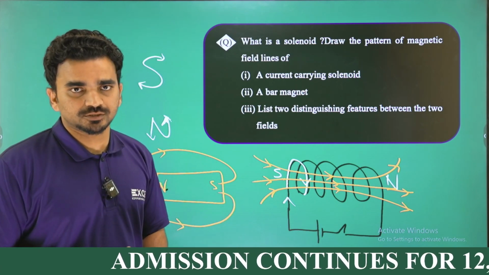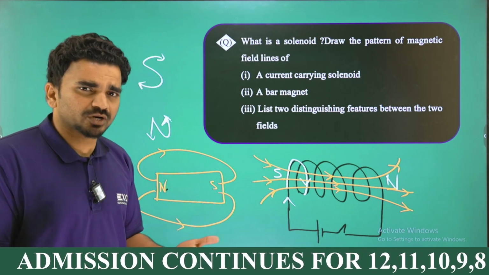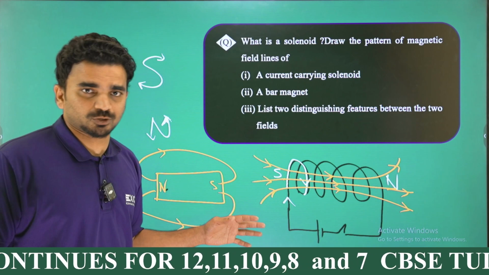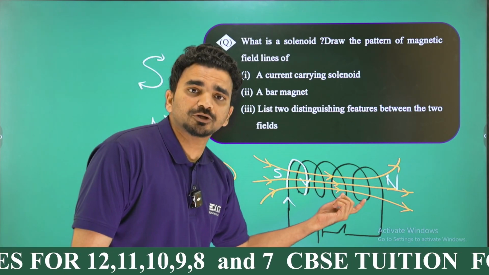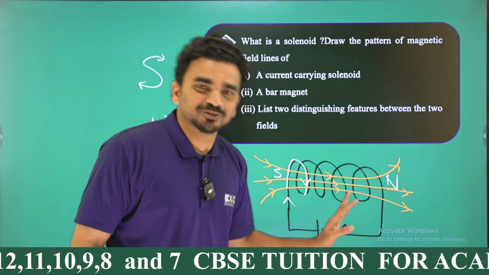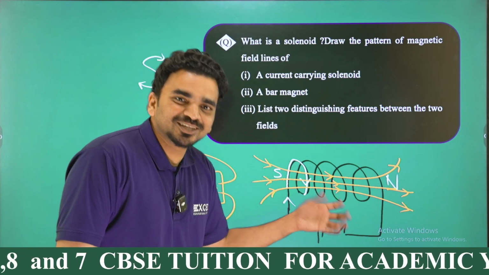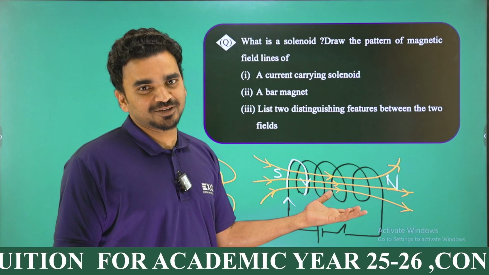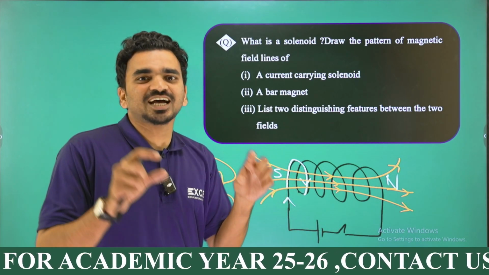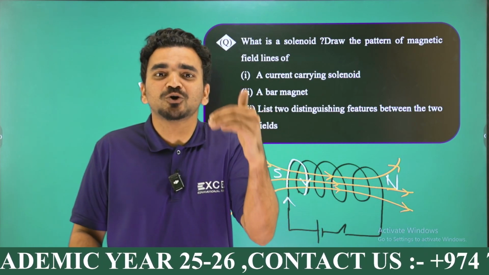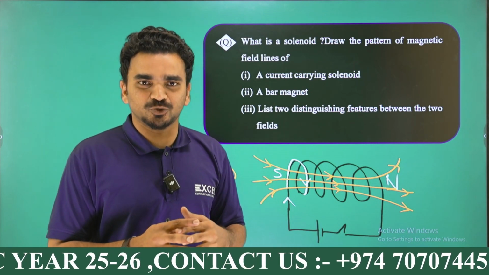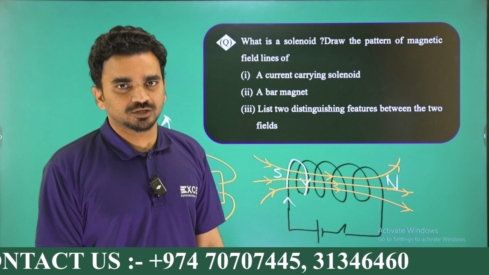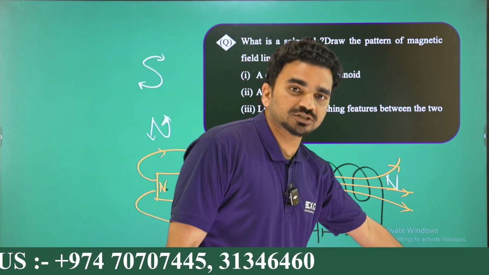We can't change them. And one more additional point: the magnetism of a bar magnet is permanent, you cannot destroy it. But the magnetism of a solenoid we can destroy by switching off the circuit. Current disappears, magnetism disappears. When current comes, magnetism comes. So a solenoid shows magnetism only as long as current exists in it. Keep all this in your mind, it is a very important part. All right, let's move to the next question.